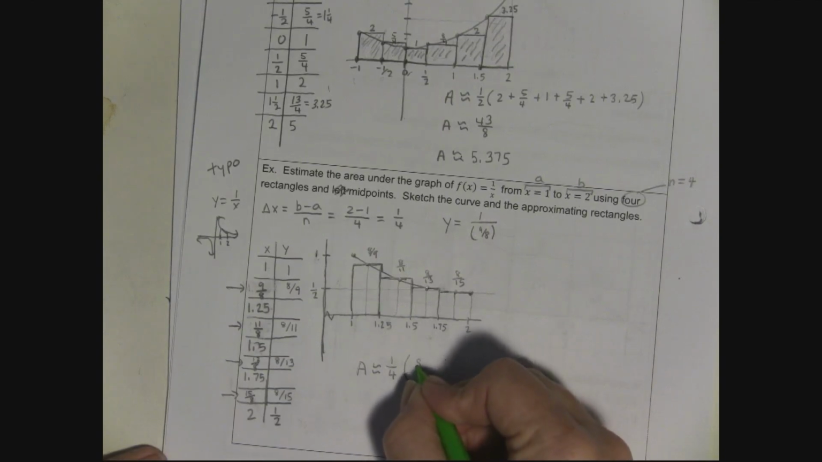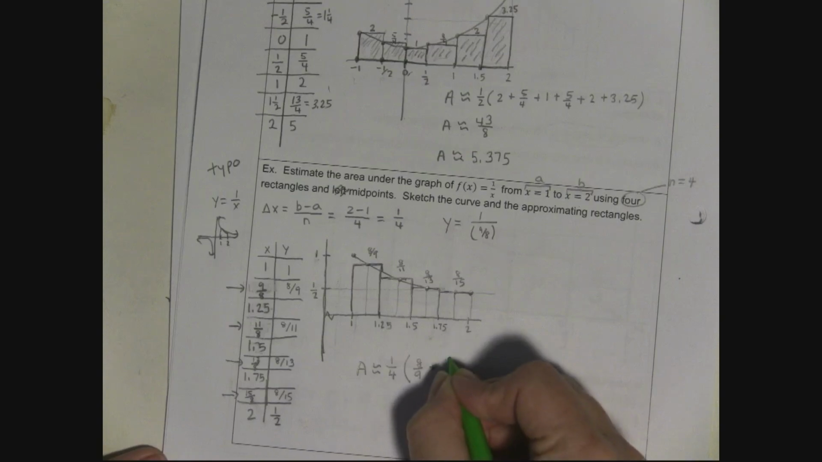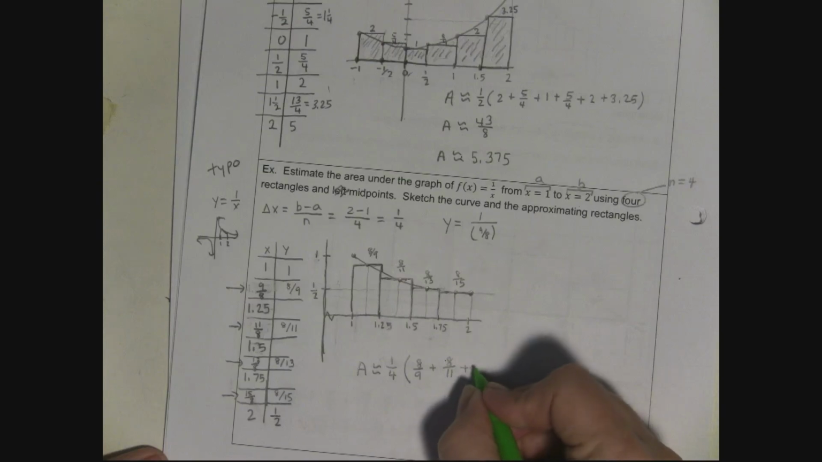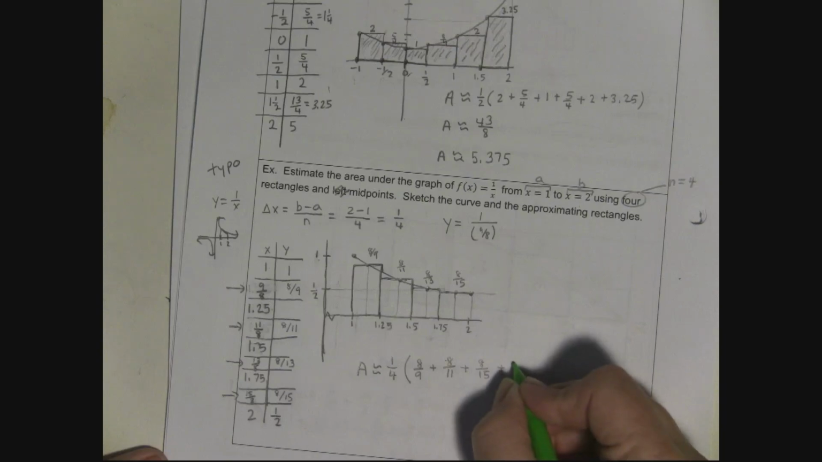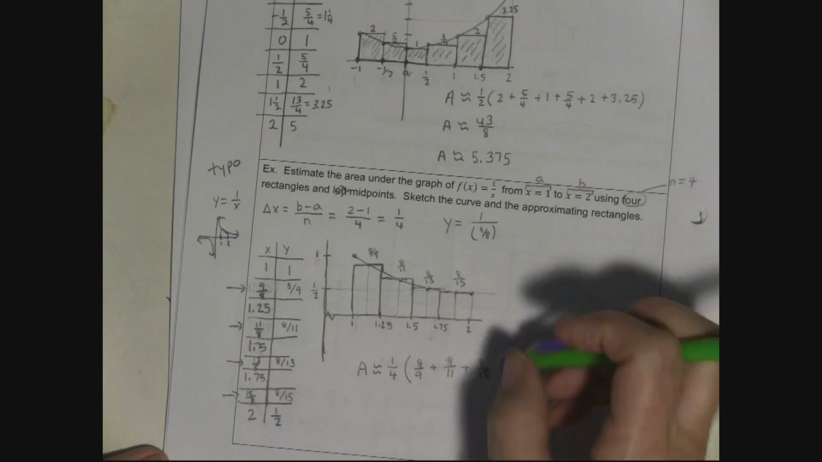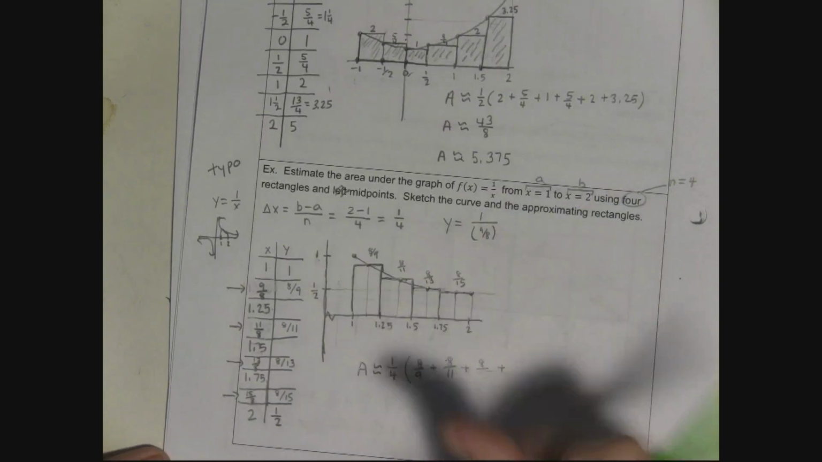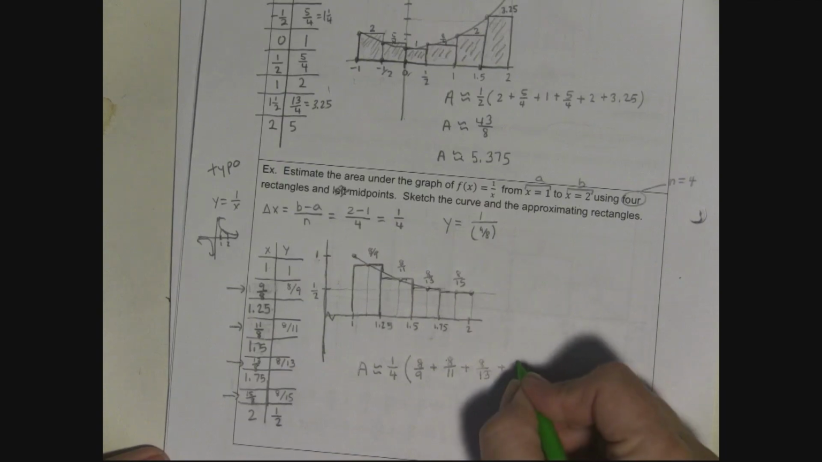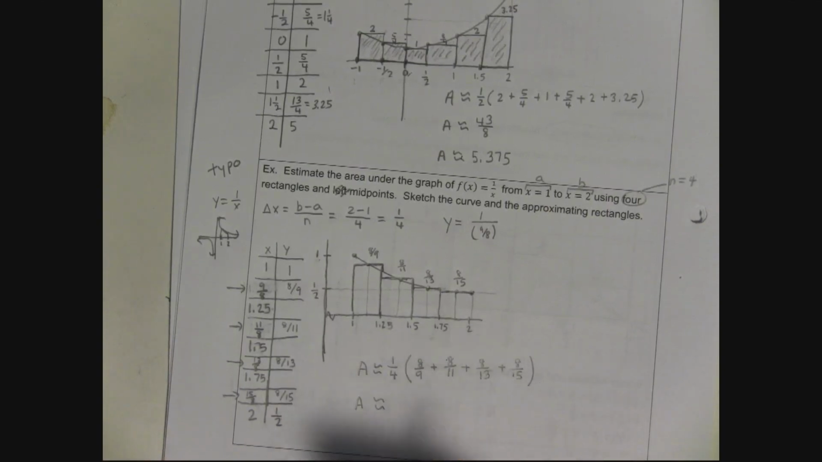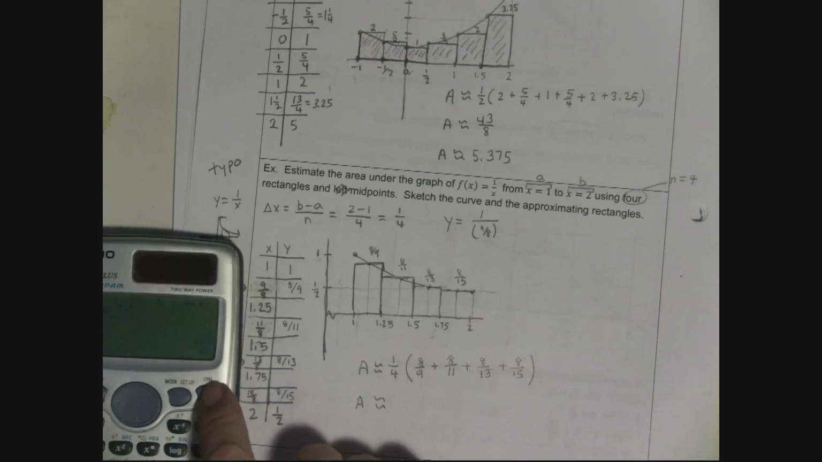And that is 8 over 9 plus 8 over 11 plus 8 over 13. I missed 8 over 13. Plus 8 over 15. And so I'm going to find that area. This is what I'm approximating that area to be.